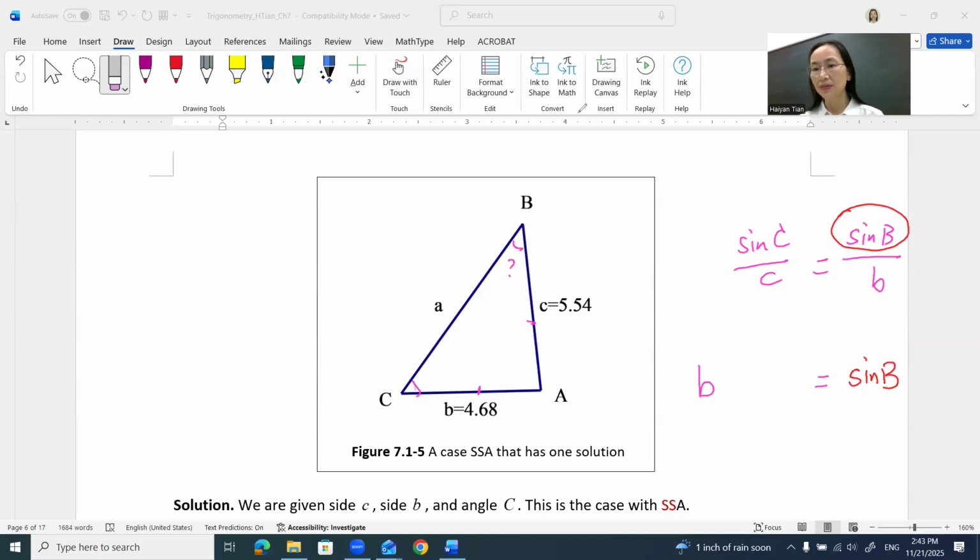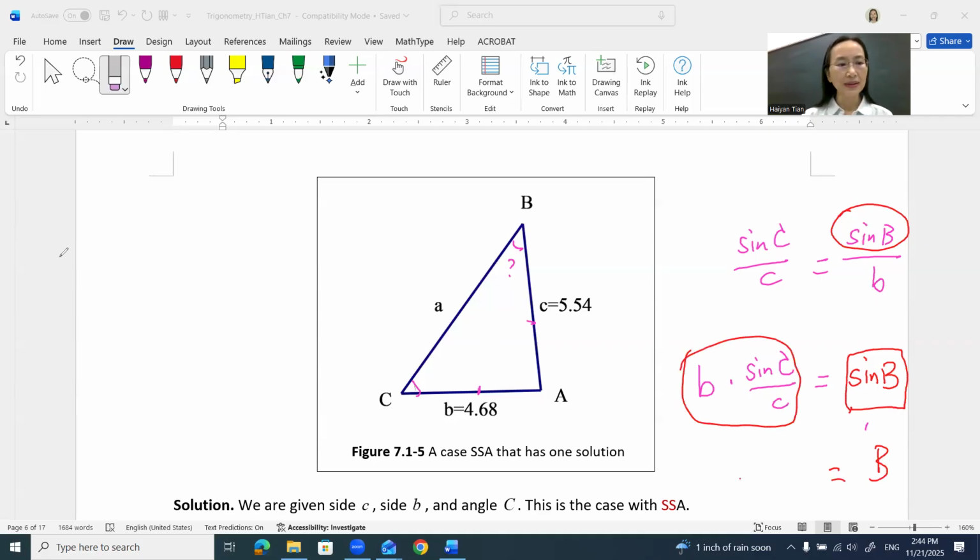We multiply both sides of the equation by b times sine capital C over c. Then we can find sine B. Then once we get sine B, we can find capital B. Once you get the sine value of this, then we can try to discover what B is. That's right. So then just to put the numbers in, we can solve.